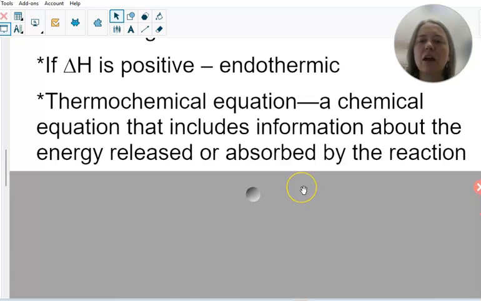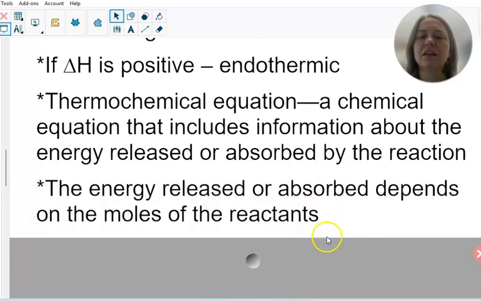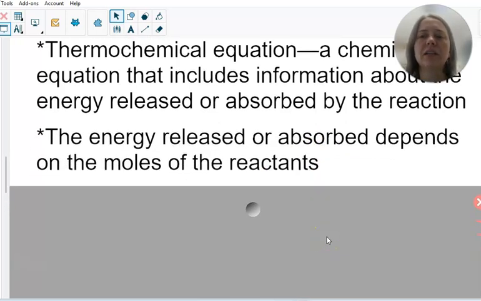A thermochemical equation is a chemical equation that includes information about the energy released or absorbed by the reaction. So it's a balanced chemical equation, plus it often tells us the change in enthalpy. The energy absorbed or released depends on the moles of the reactants. So if I have twice as many chemicals, I'm going to release twice as much energy. That makes sense.